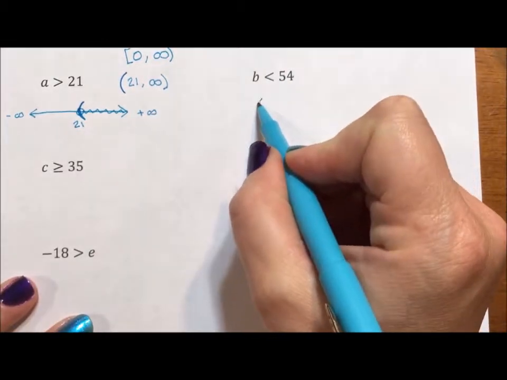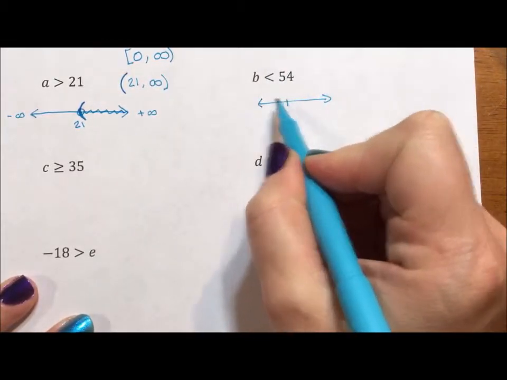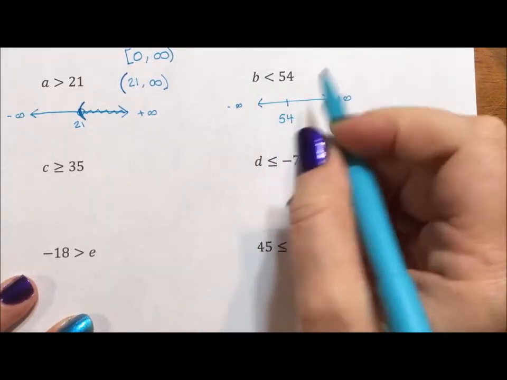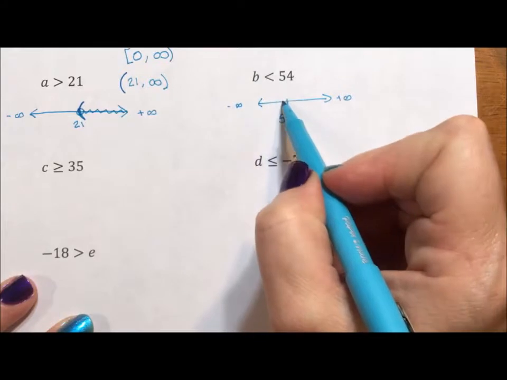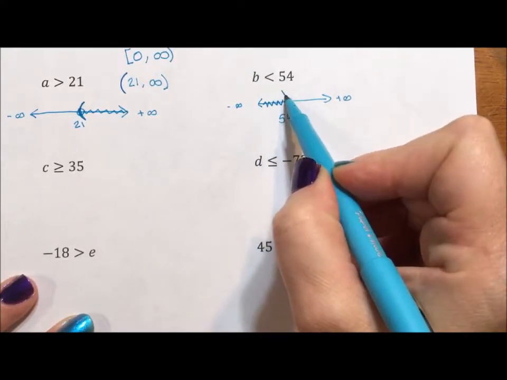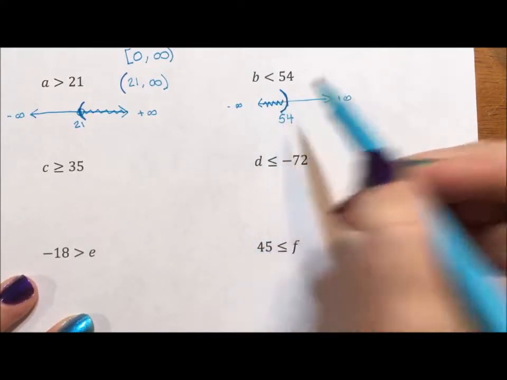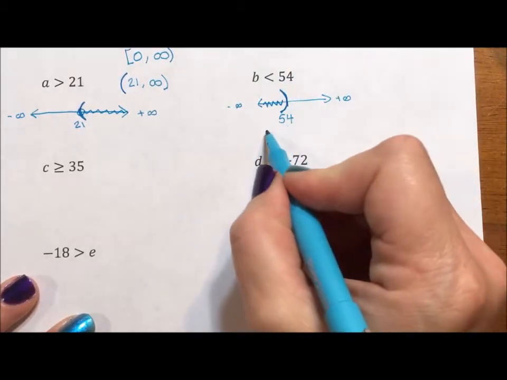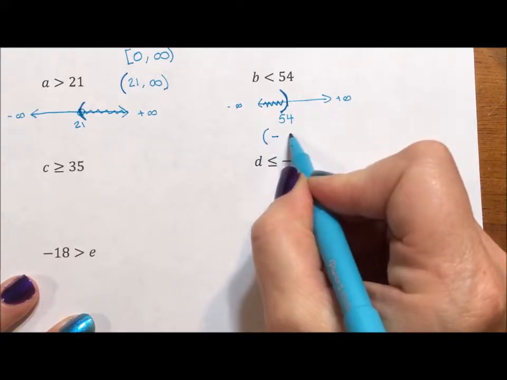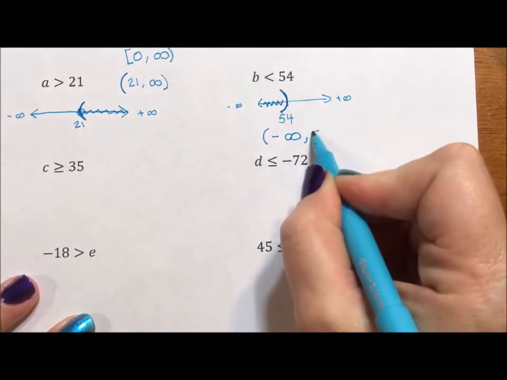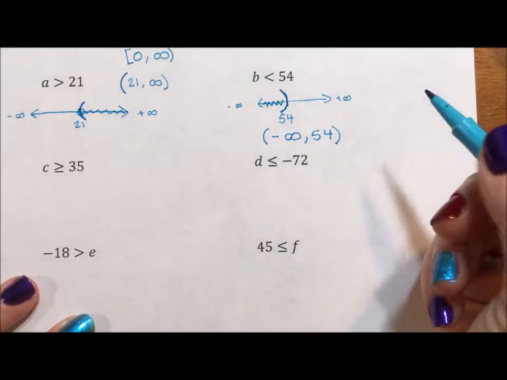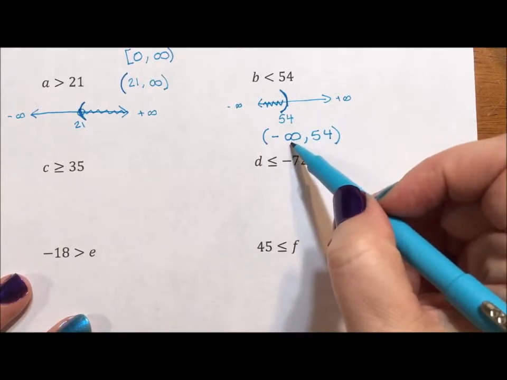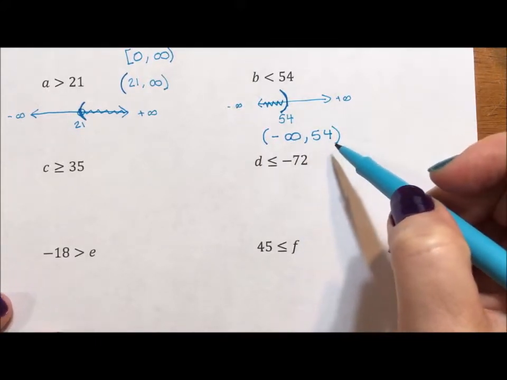Okay, so I'm going to do my number line again with negative infinity, positive infinity, and 54. Again, it doesn't equal, but b is less than. So b is going this way, and I'm going to use a parenthesis facing the direction that b goes. B is all of these values. So in interval notation, again, we start with a parenthesis. We have negative infinity, 54, parenthesis. And we use parentheses because there's no equal sign. We're not going to equal a concept. We're not going to equal 54.